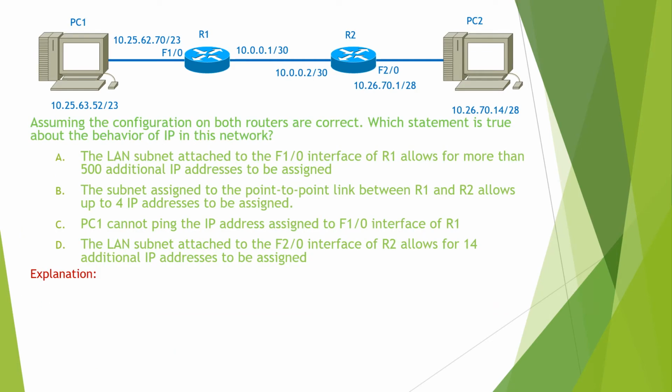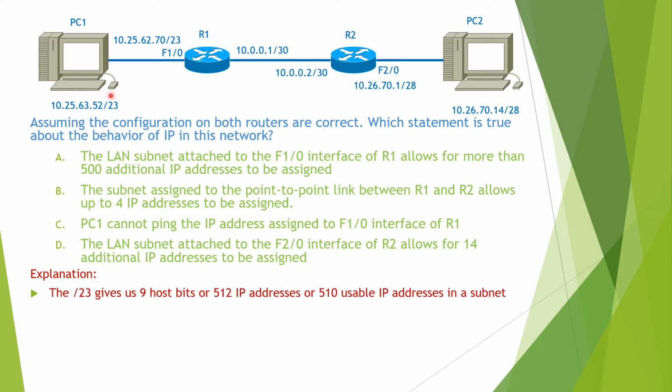The question reads, assuming the configuration on both routers are correct, which statement is true about the behavior of IP in this network? To answer this question, we know that the /23 gives us 510 usable IP addresses in a subnet, which makes A correct. This also tells us that PC1 and the interface F10 of router 1 are in the same subnet, which means they can ping each other, so C is incorrect.